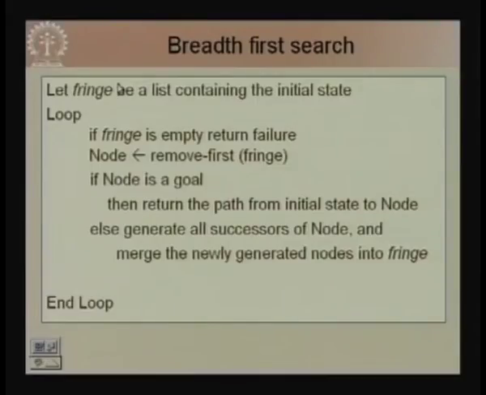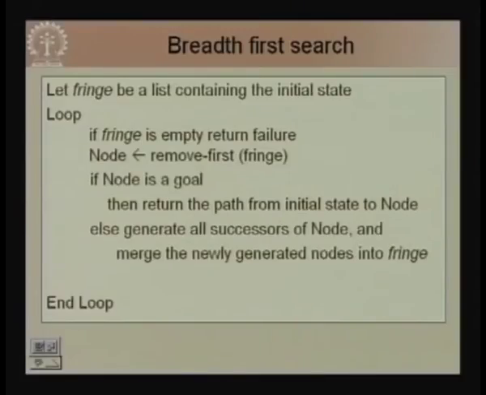Now, the first algorithm that we will discuss is breadth first search. We will see how the basic search algorithm can be modified to give rise to the breadth first search algorithm. So, this is the search algorithm that we discussed, and we mentioned that in order to have different strategies, we need to change the way this step works. Merge the newly generated nodes into fringe. How should we merge the newly generated successors into fringe? That will determine what sort of search strategies we get.